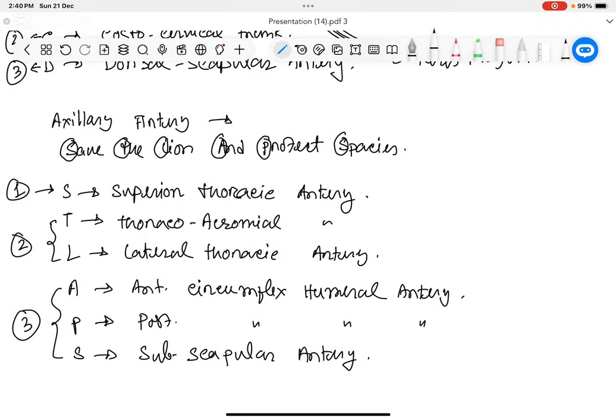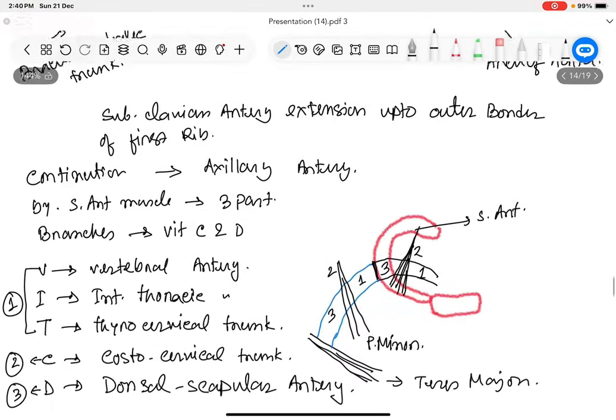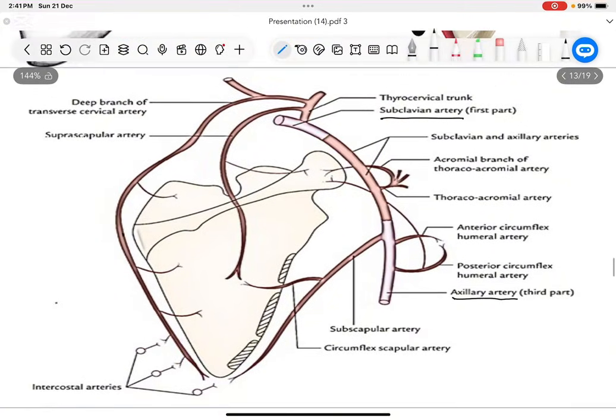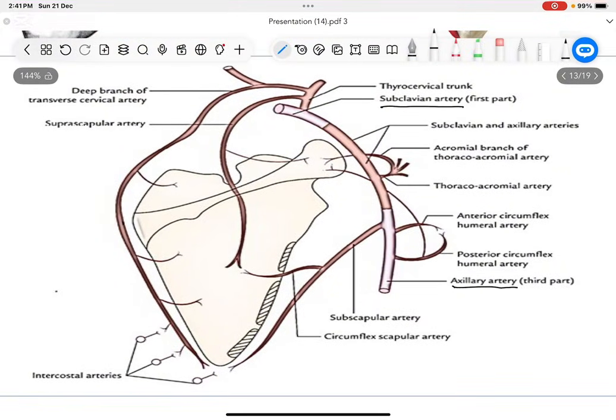Now you have to memorize these names, then only you can understand when we demonstrate the scapular anastomosis. Let's see what arteries are coming in the scapular anastomosis. Here you can see the subclavian artery, and one branch is the thyrocervical trunk. From the thyrocervical trunk, we have to mention two branches. One is the deep branch of the transverse cervical artery. Another one is the suprascapular artery.